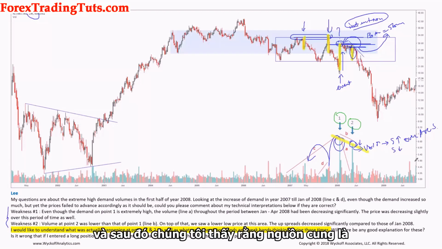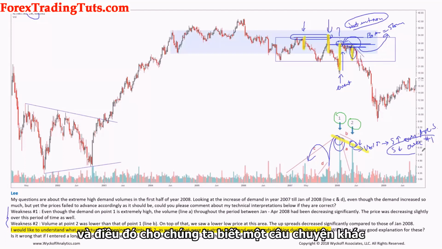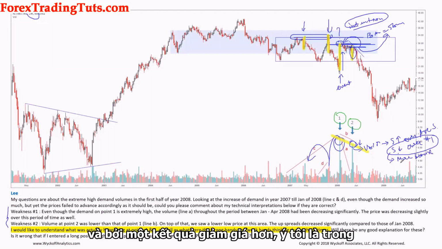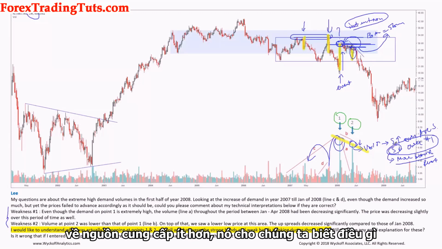And then we see that supply is diminishing over point number 1, and that tells us a different story. It takes less of the supply to produce more bearish result. And by more bearish result, I mean inability of the price to actually touch the same resistance or create a higher high. So it's a more bearish result on less supply.